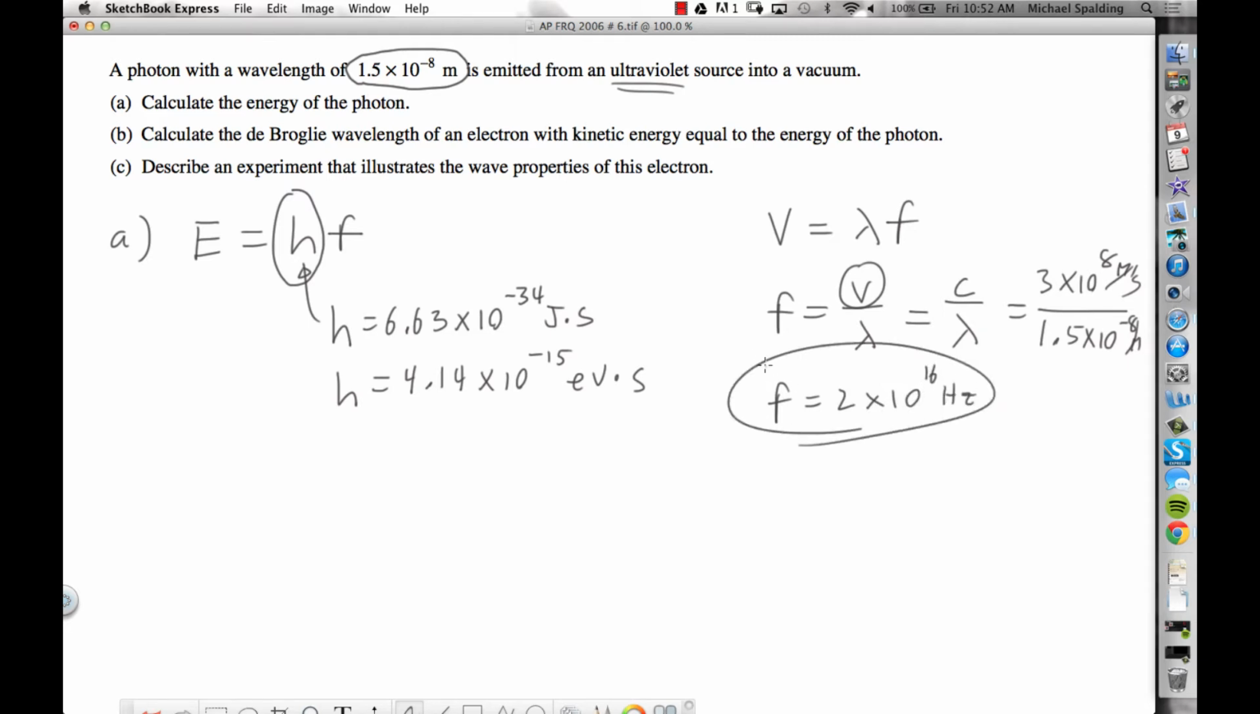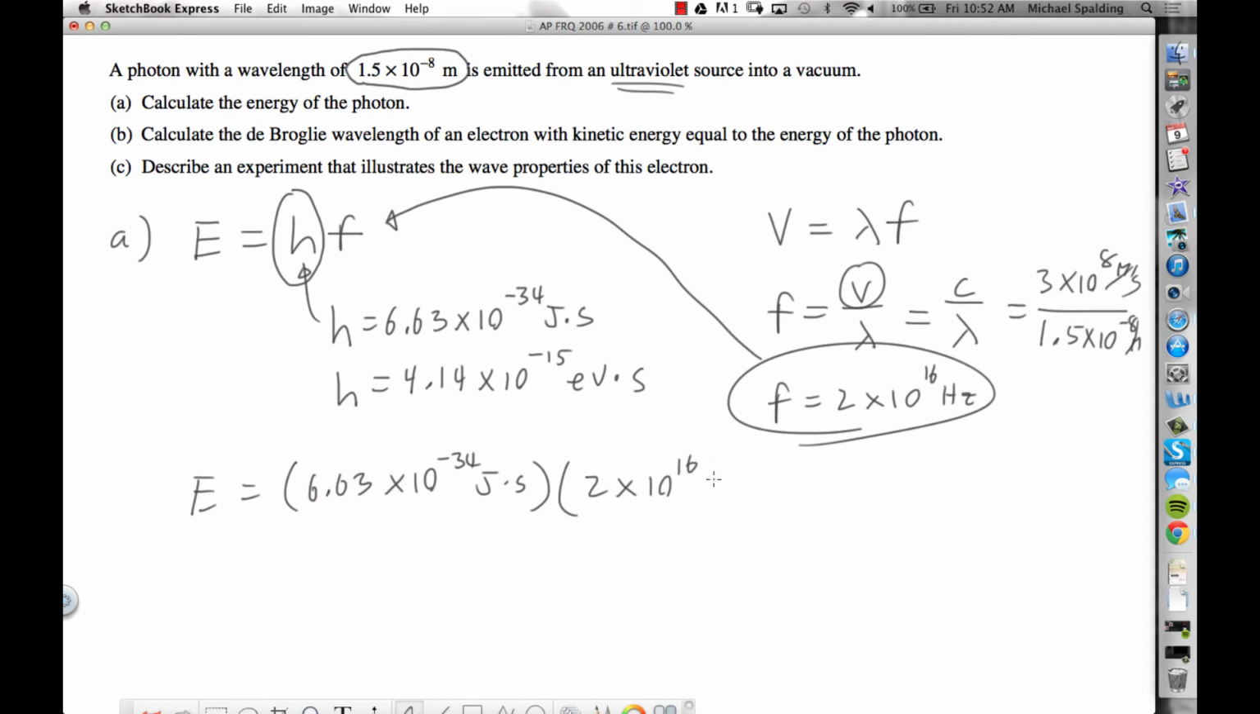So you take this and plug it in up here. So the energy of the photon, let's do it in joules: 6.63 times 10 to the negative 34 joule second times the frequency, 2 times 10 to the 16th hertz. But what's a hertz? A hertz is 1 over a second, so the seconds cancel, and we find that the energy of one photon of the radiation is 1.323 times 10 to the negative 17 joules. Not bad. Was that a hard question? Not if you have the equations. If you know the equations, you're fine.